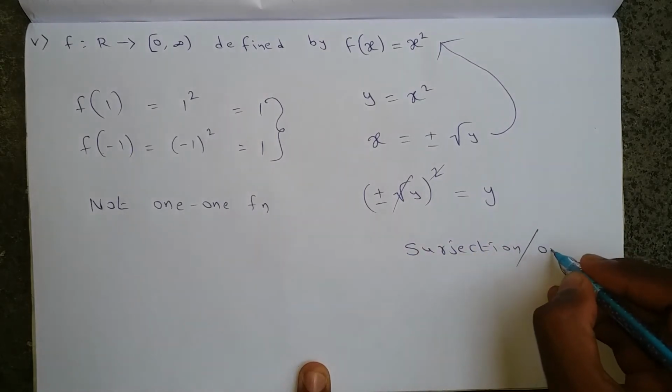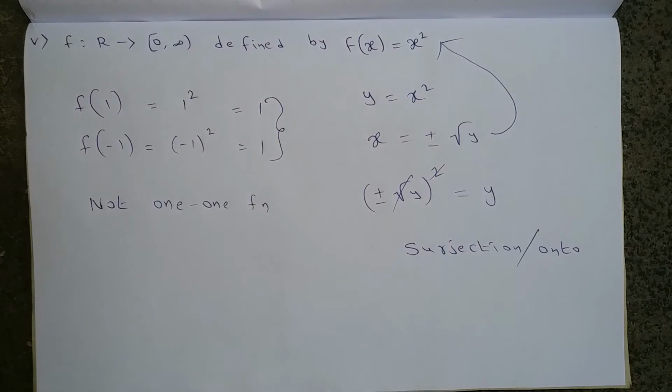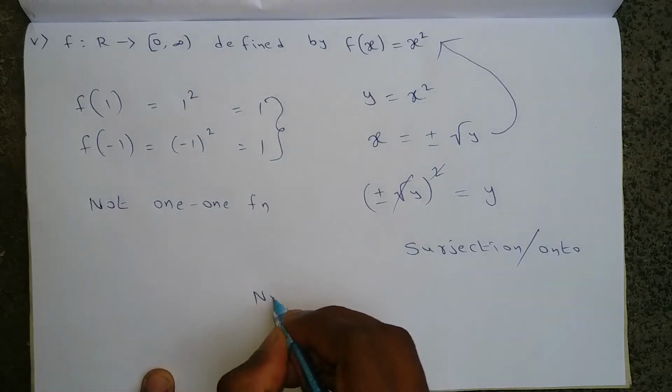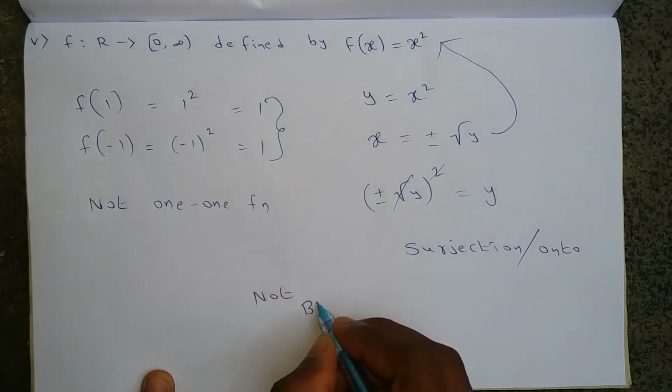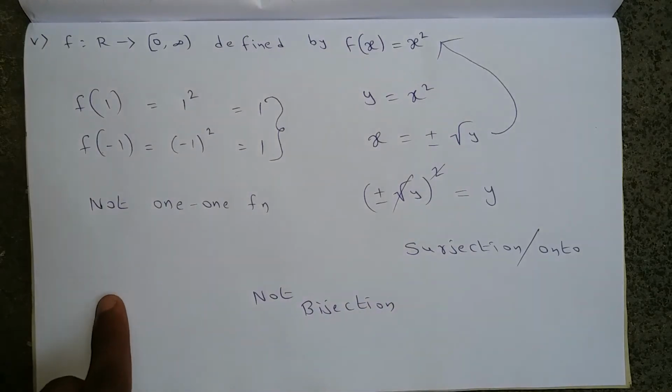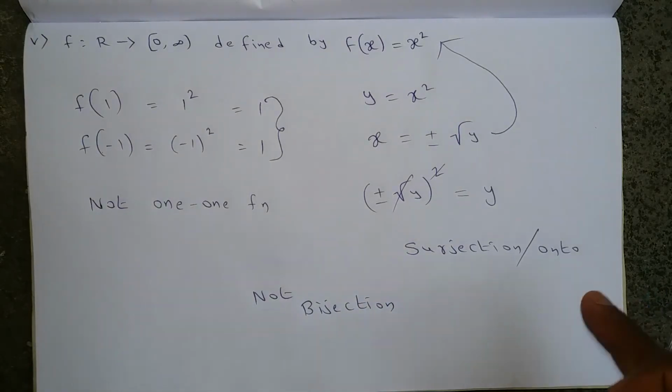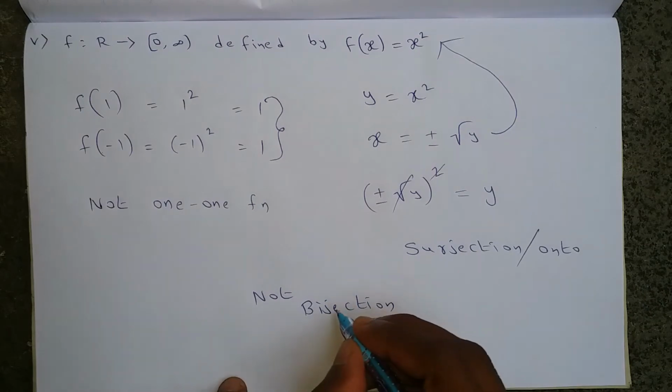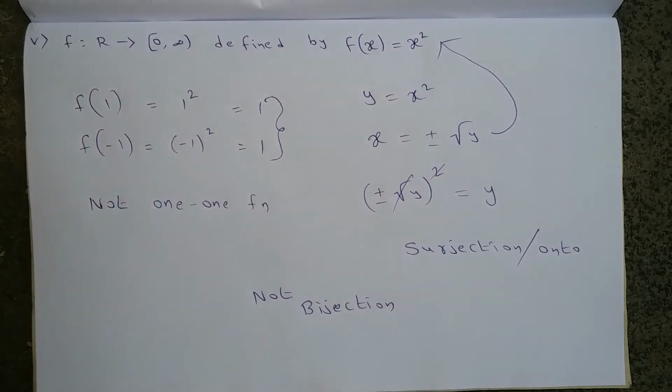Otherwise, onto. So if we observe these two cases clearly, it is not 1-1 but it is onto. So it is not a bijection. If the given function is a 1-1 function as well as an onto function, then only it is a bijection. Otherwise it is not a bijection. Let's move to the next question.